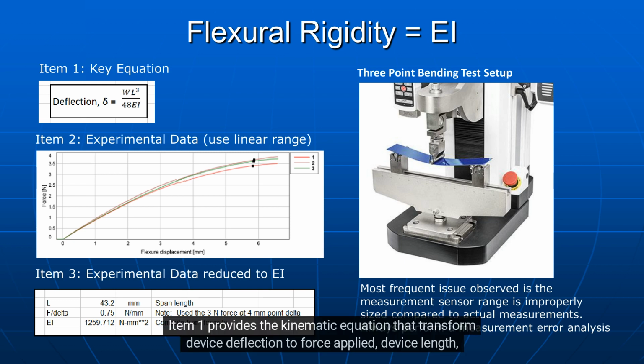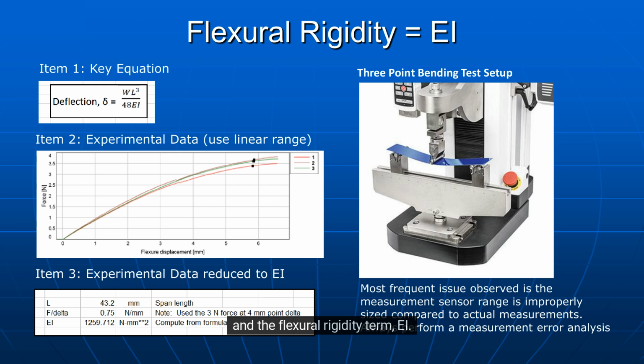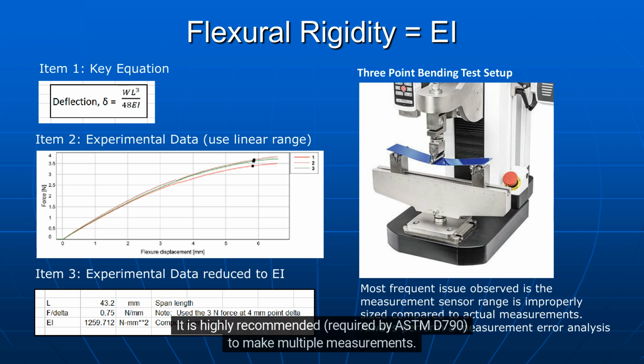Item 1 provides the kinematic equation that relates device deflection to force applied, device length, and the flexural rigidity term, EI. Item 2 illustrates experimental data taken on the catheter devices. It is highly recommended, and required by ASTM D790, to make multiple measurements. In our example, 3 parts were tested, and the results are provided for the user to review.